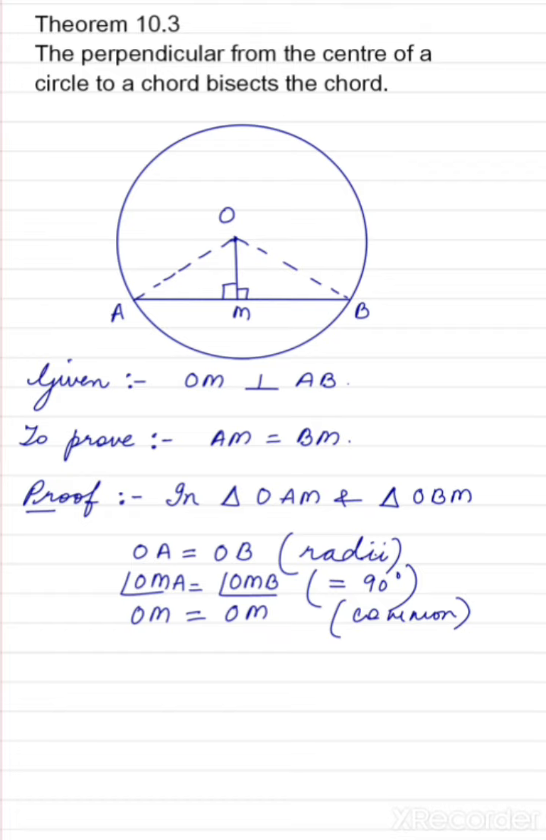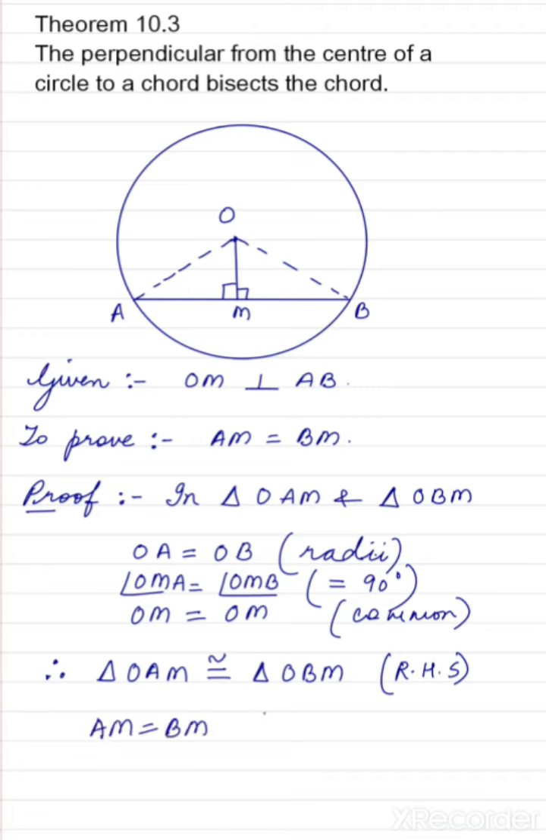Therefore, the two triangles are congruent by RHS. Therefore, triangle OAM is congruent to triangle OBM by RHS. Therefore, AM is equal to BM by CPCT. Hence, the perpendicular OM is dividing the chord AB into two equal parts. Hence, we have proved the theorem.